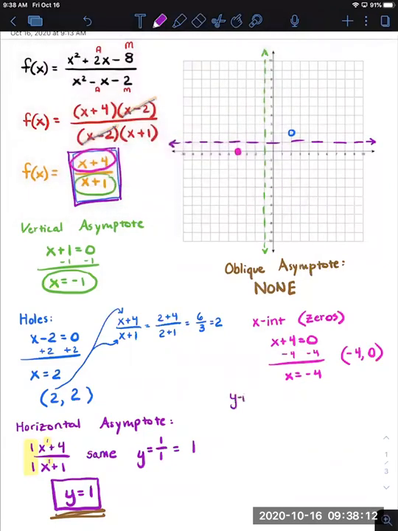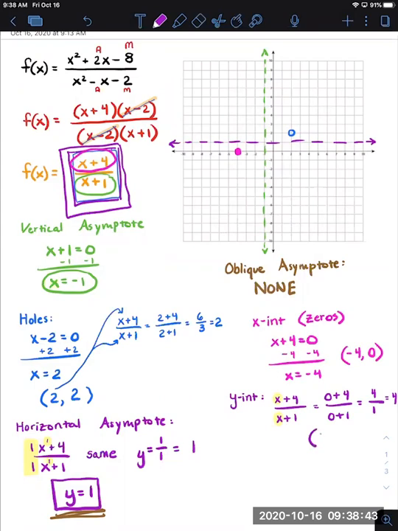For the y-intercept, you are going to make all the x's equal to 0, again in your simplified equation. So I have x plus 4 divided by x plus 1. I'm going to make both of the x's equal to 0. So that's 0 plus 4 divided by 0 plus 1. That's 4 over 1, which is a positive 4.